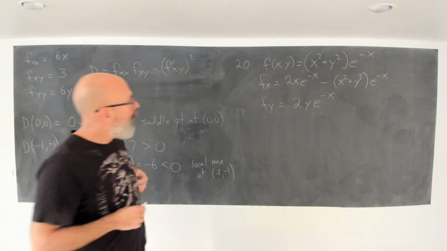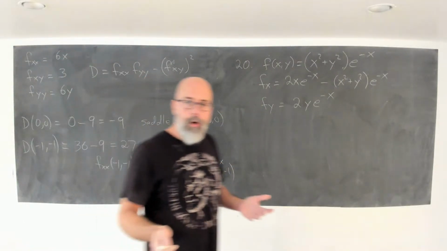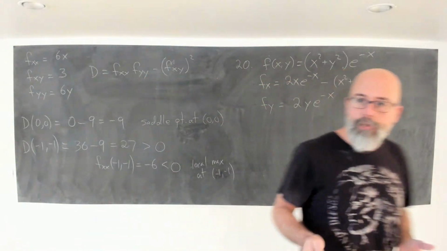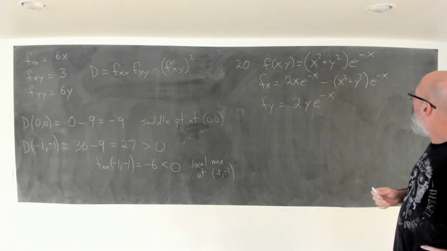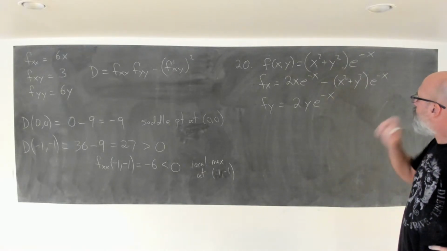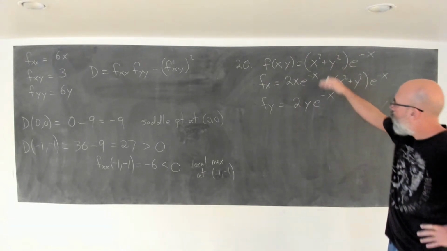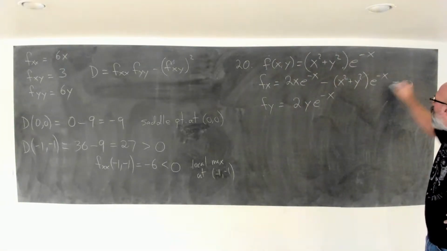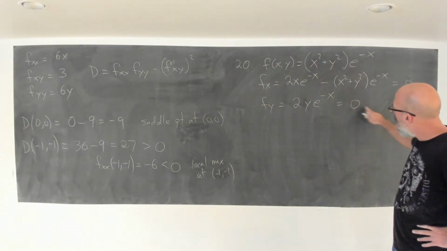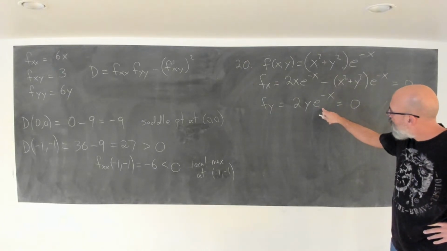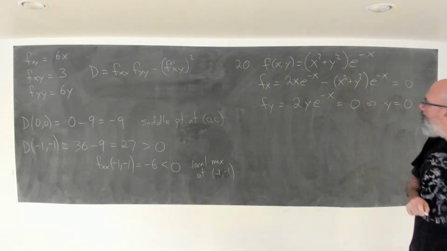So here, partial derivatives, right? First of all, these exist everywhere. So the critical points are going to be where these are equal to 0. Let's look at this last one here. 2 is not equal to 0. The exponential is never equal to 0. So this implies that y has to be 0.